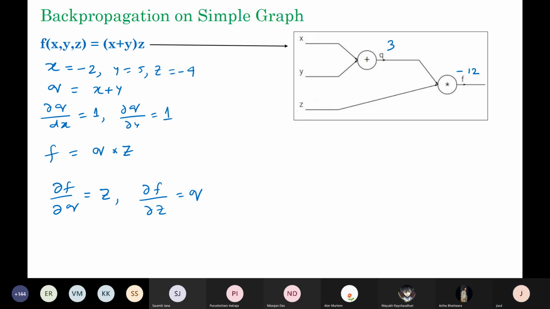So del f del z, you are computing this derivative with respect to this. Del f del z is going to be 3 here. Similarly, del f del q is going to be -4 here. And del f del z you are doing with respect to this particular link. In order to compute the derivative of all these things, you have to compute the derivative at every node. In this case there is only one intermediate node. So in order to find del f del x or del f del y, you need to know del f del q as well. These are the intermediate values that I am getting now.